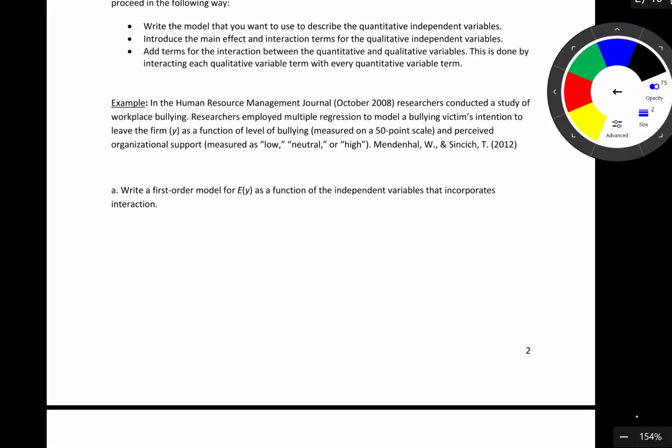In Human Resource Management Journal, researchers conducted a study of workplace bullying. Researchers employed a multiple regression model to model a bullying victim's intention to leave the firm, y, as a function of level of bullying and perceived organizational support. We're going to write a first-order model for the expected value of y as a function of the independent variables that incorporates the interaction. So in order to do this, the first thing we need to do is define our variables. So I'm going to let x1 be the bullying variable.